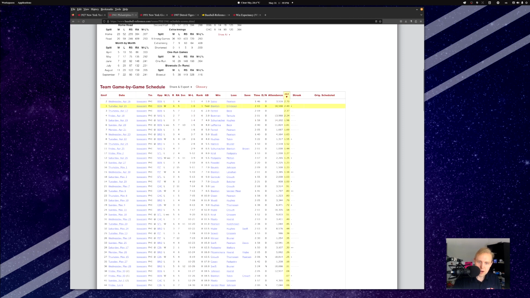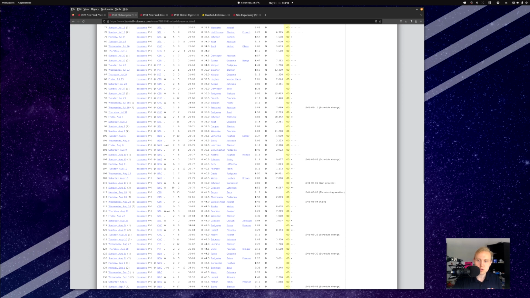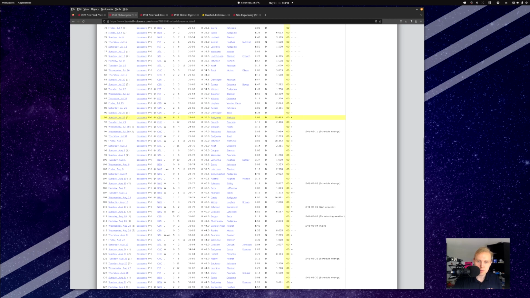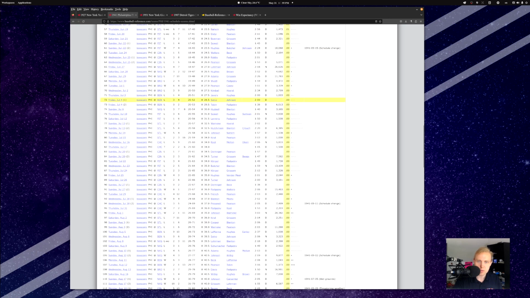Well, all of their high leverage games are in April, like at the beginning of the season. If your highest leverage games are at the beginning of the season, you probably have a really, really bad team. And you'll see here that most of their games have a leverage of 0 because they were out of the pennant race like really, really early on.